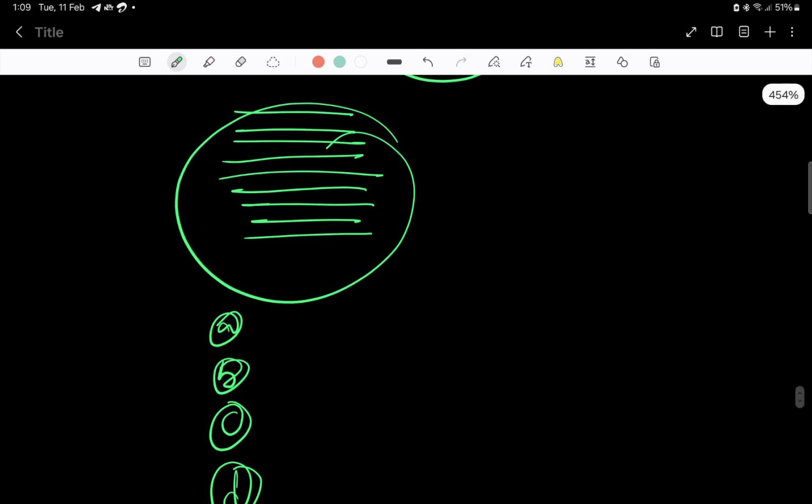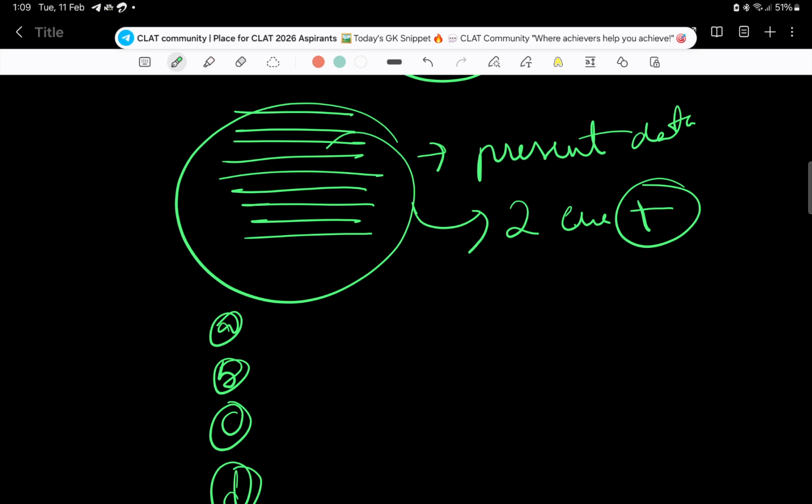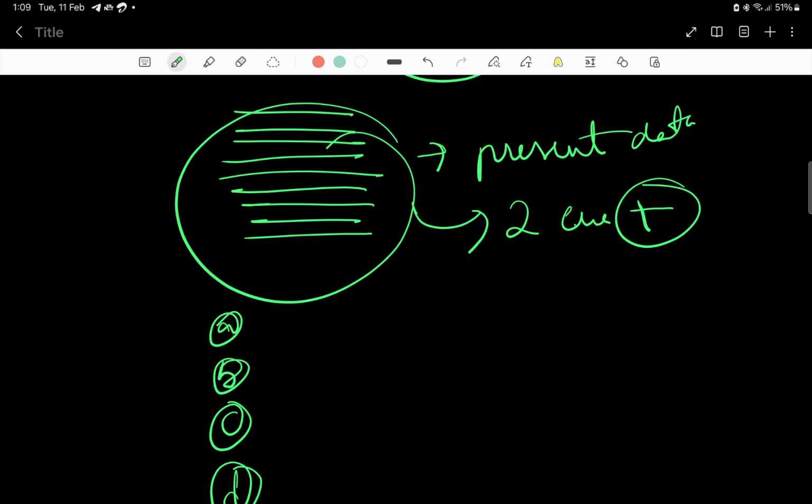First of all, CLAT passages often present data. The data shows two events occurring together, but never claims one caused the other. It doesn't say so, but many students assume there is a causal relation when the passage only suggests an association.